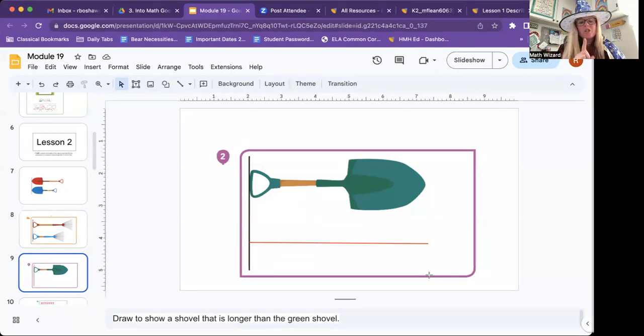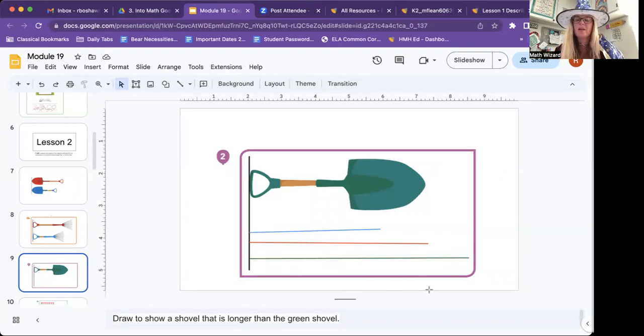But we need to show a shovel that is longer. So you don't need to draw this right now. I'm just going to show you two different lines, okay? Ready? The red one shows the length of the shovel. The blue one and the green one show two different lengths.